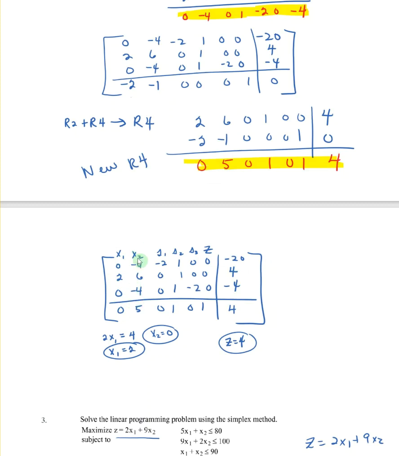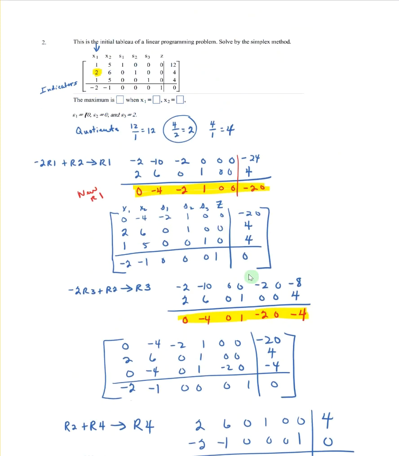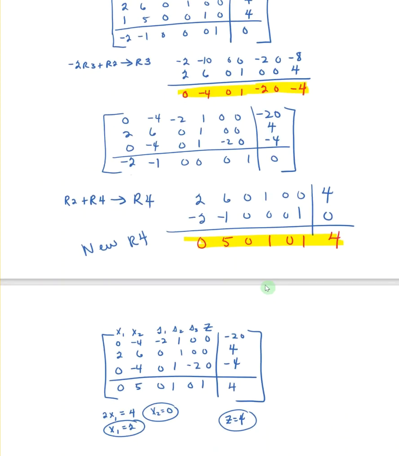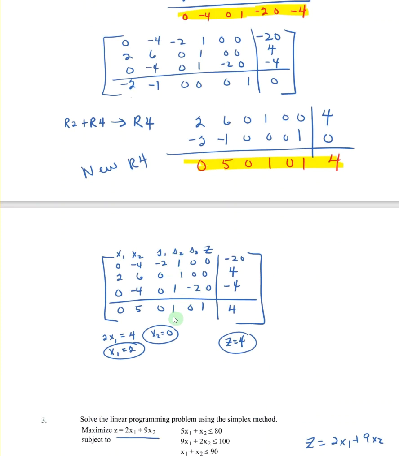In this column, I don't have anything. I don't have any, so x2 is 0. And I think in this one we were only asked to find x1 and s2. They had all the others, but you could see that S2 was going to be 0. S1 was going to be 10 because negative 2 into negative 20. S3 was going to be 2, and Z was going to be 4.